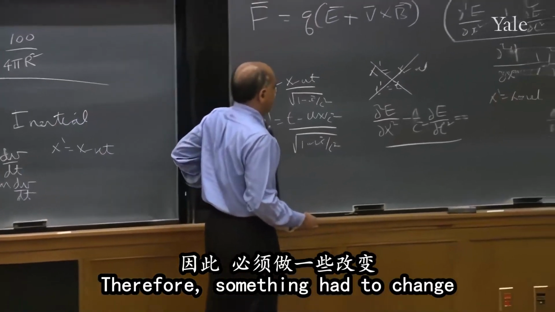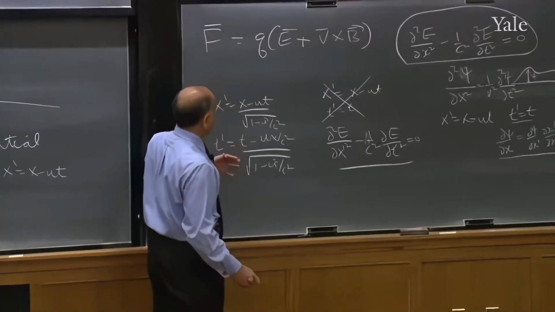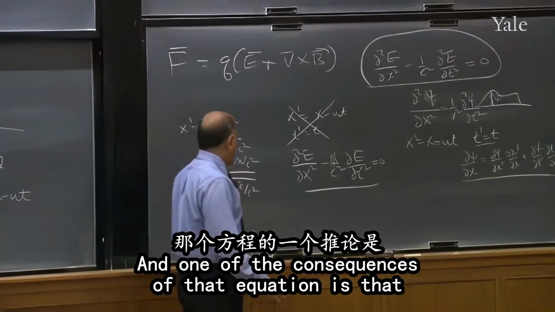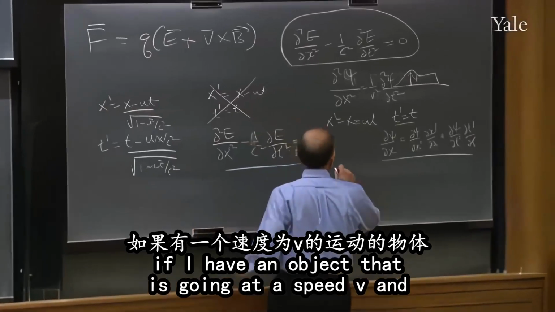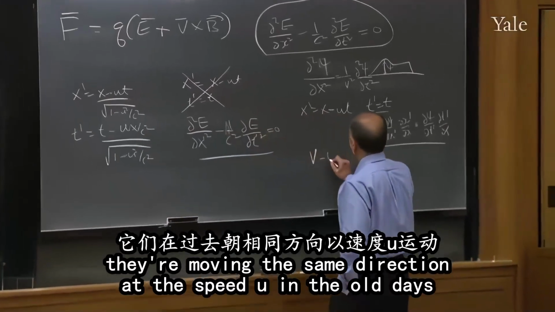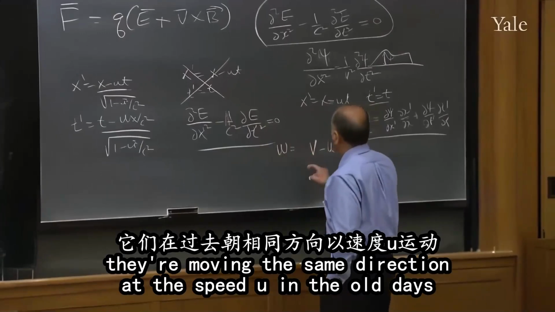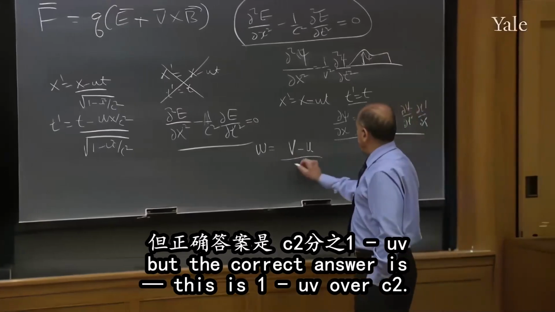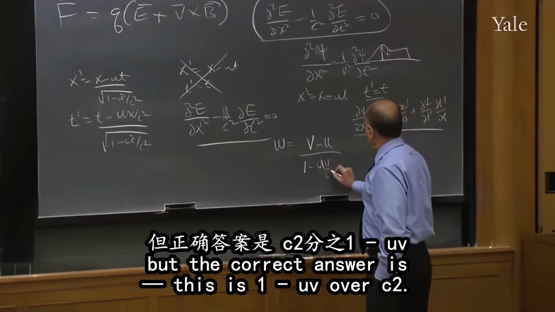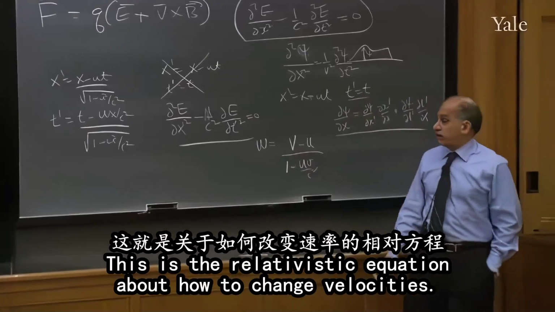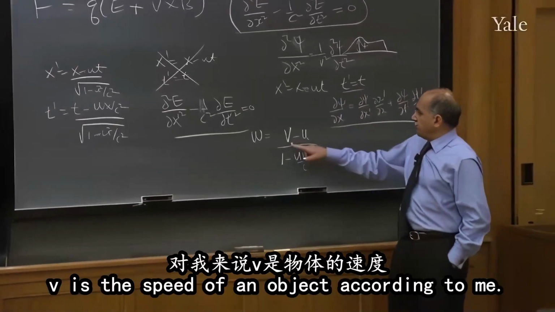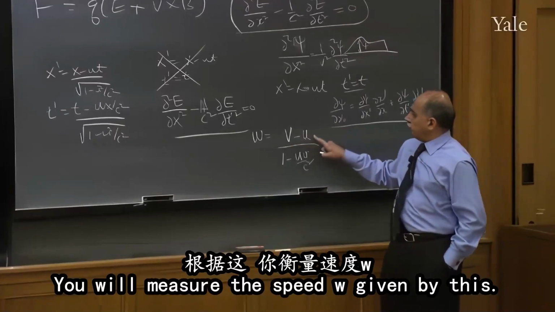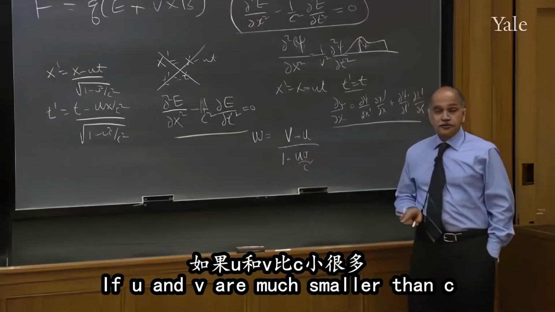Therefore, something had to change with our definition of space and time and velocities, and Einstein replaced it with these new equations. One of the consequences of that is that if I have an object going at a speed v, and you're moving in the same direction at a speed u, in the old days, you would subtract your speed. But the correct answer has a denominator of 1 minus uv over c squared. This is the relativistic equation for how to change velocities. v is the speed of an object according to me. You are moving in the same direction at speed u. You will measure the speed w given by this.